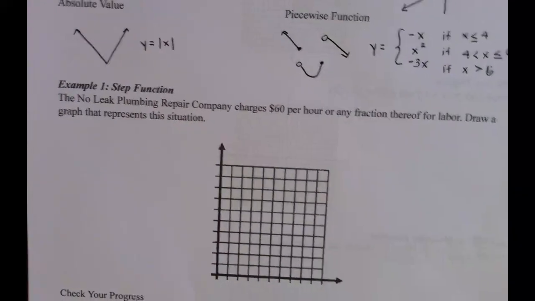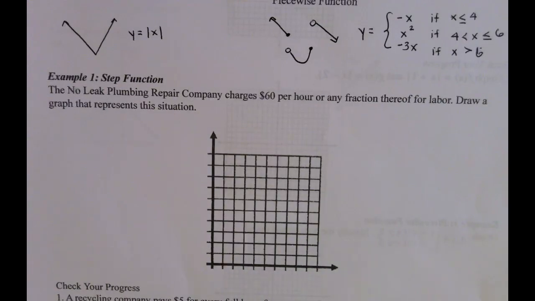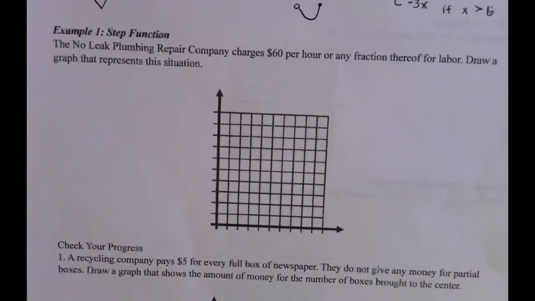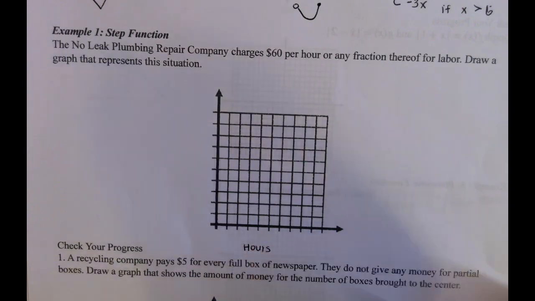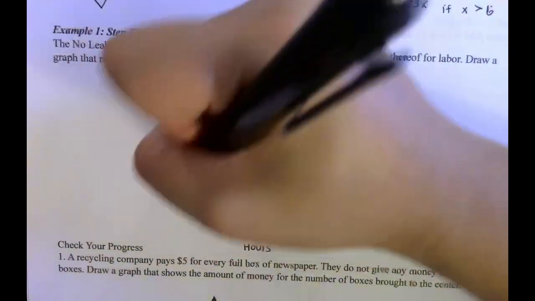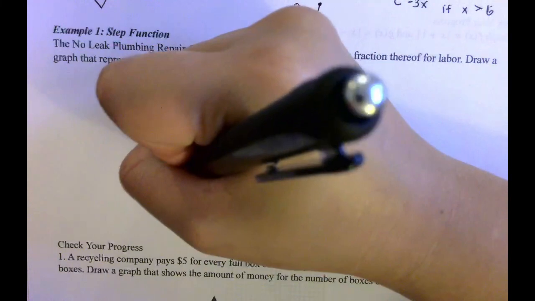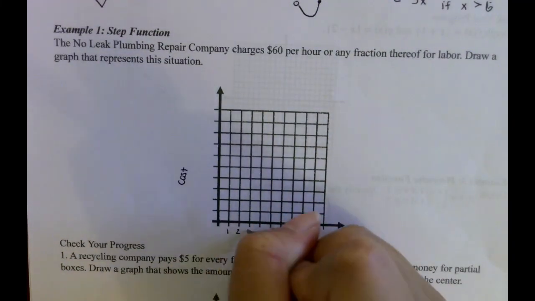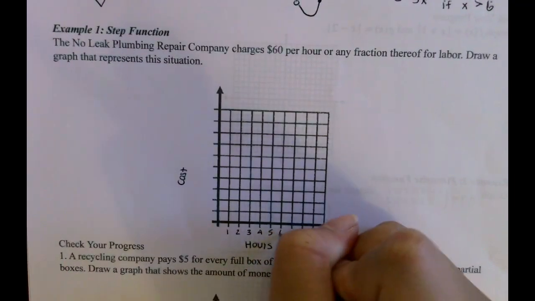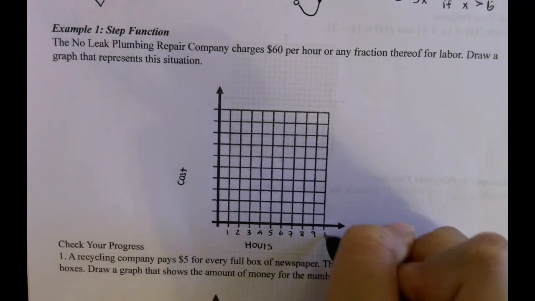Okay, so we're going to start with example 1, the step function. Okay, here it says the No Leak Plumbing Repair Company charges $60 per hour or any fraction thereof for labor. We're going to draw a graph that represents this situation. Okay, so here, my x is going to be my hours that we hire them. Okay, and then this is how much the cost is. Okay, so we can do something like 1, 2, 3, 4, 5, 6, 7, 8, 9, 10.